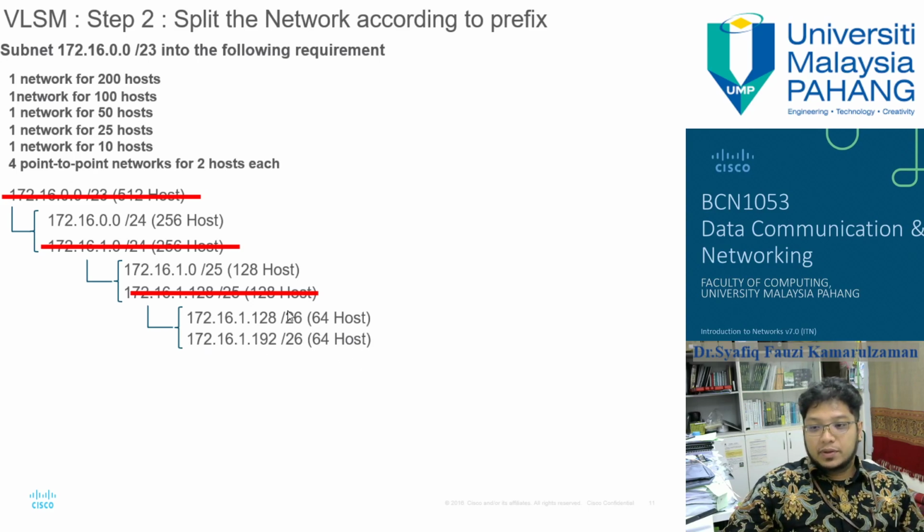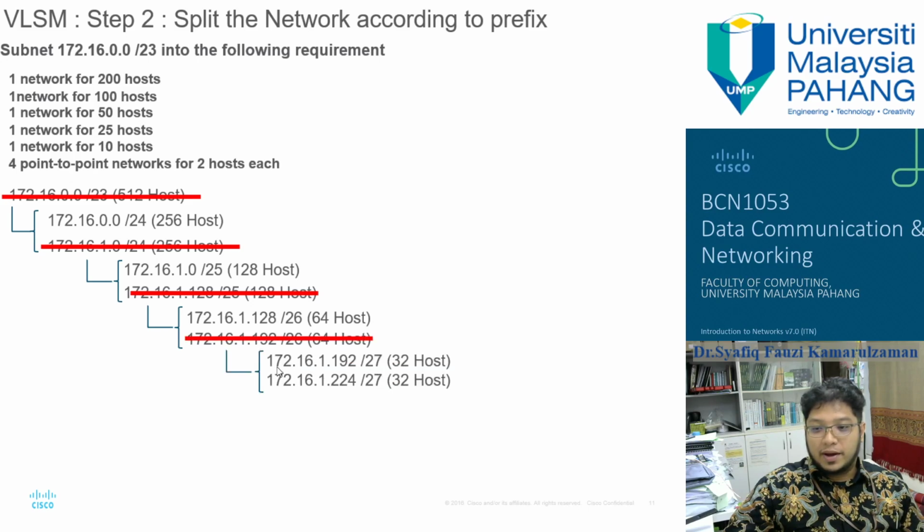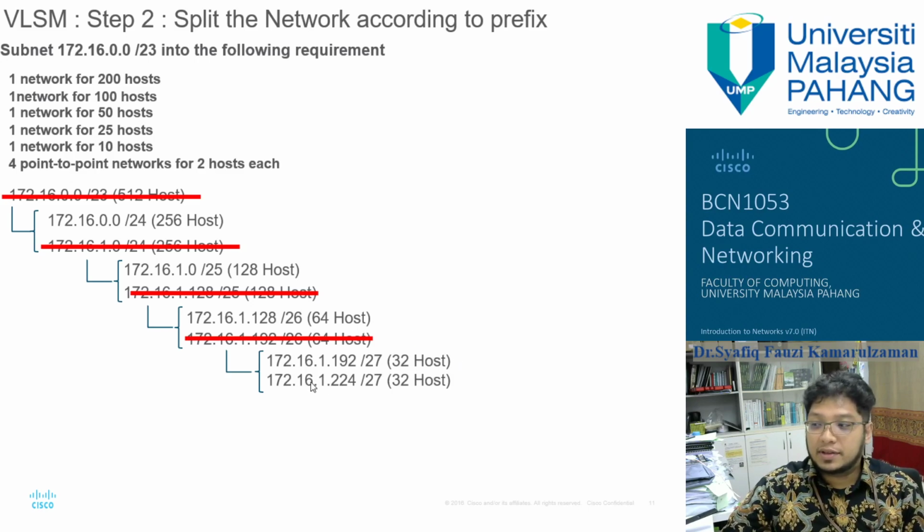So here we will reserve for the third network, which is 50 hosts, and we continue subnetting the next one until we get this part, 172.16.1.192/27, which has 32 hosts, and you have the second one, which is .224, which is you add 32 to the 192, you got 224 here. Okay, you got the second one. So this one will reserve for the 25 hosts, and then we split again.